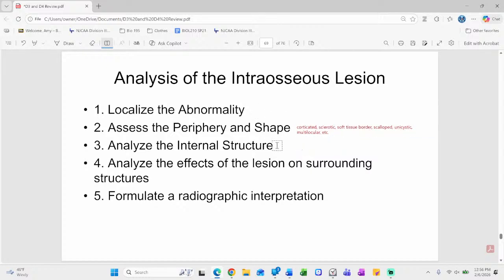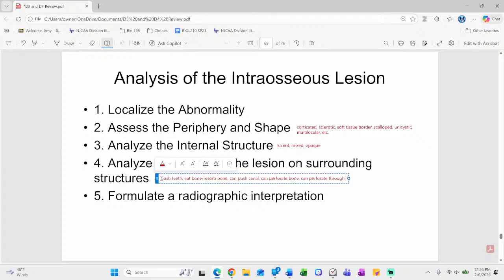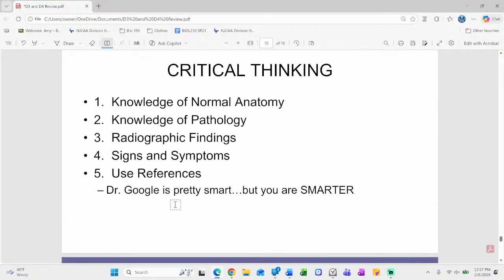Internally, lucent, mixed, opaque. Analyze the effects on surrounding structures. It can push teeth. It can eat bone, resorb bone. It can push the canal. It can perforate bone, so lesions that are very aggressive. It can perforate through the floor of a sinus and push teeth all the way up into the mandibular notch. So lesions can get kind of crazy and do things, eating away the lamina dura, eating teeth, but typically malignancies just push. Got to know your normal anatomy, knowledge of pathology, radiographic findings, signs and symptoms that come from the patients.